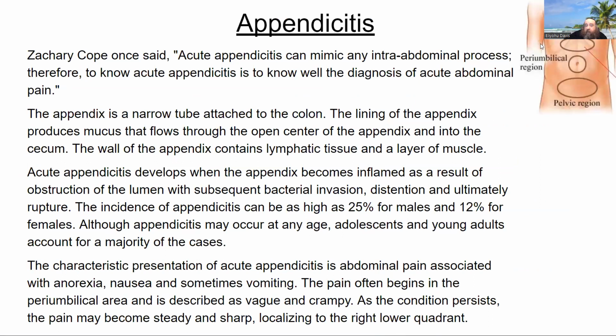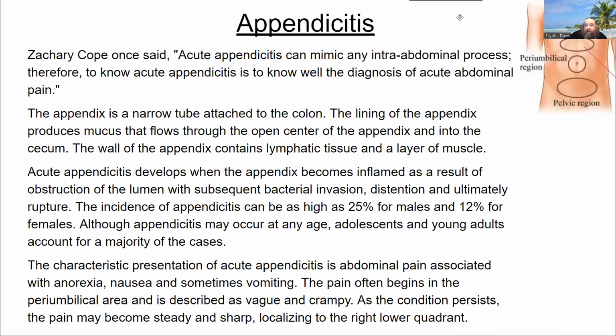Okay. So just quickly talk on some of the things that we can see. Appendicitis. Again, I put here the different regions.